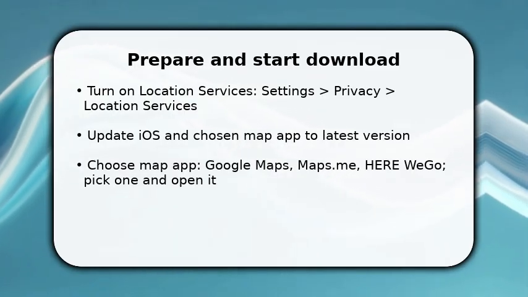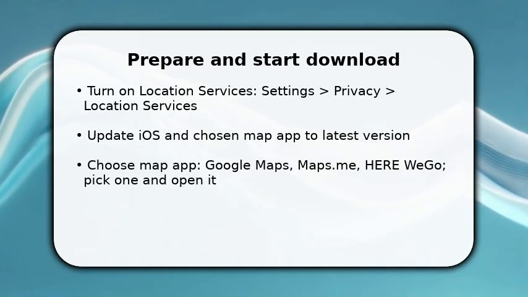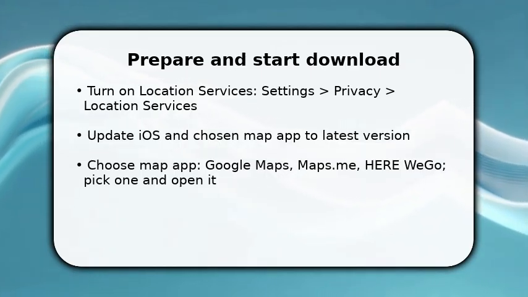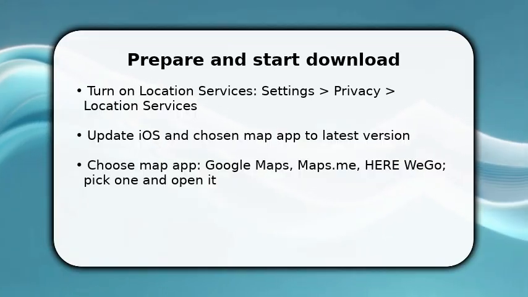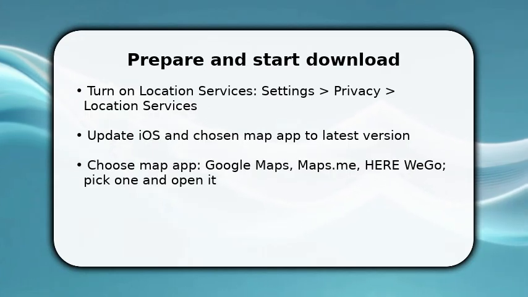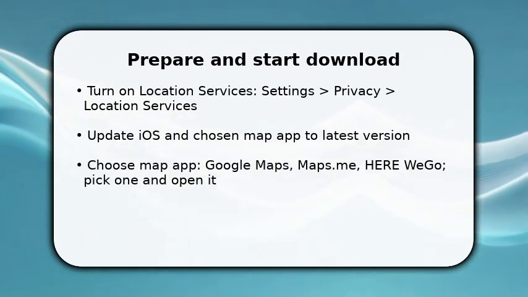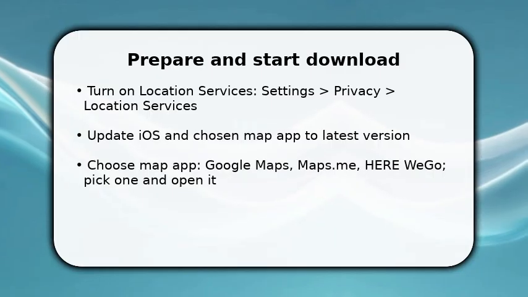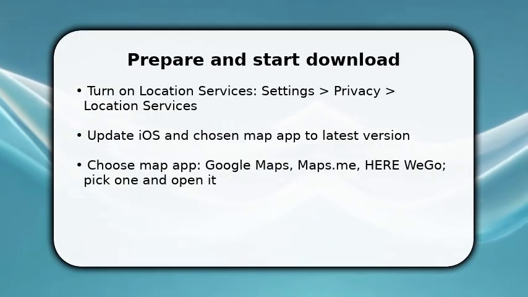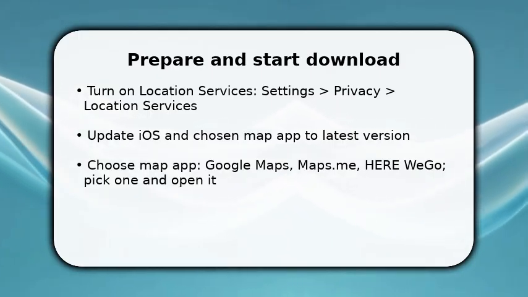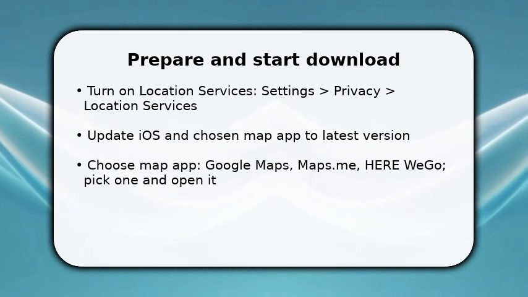Next, open your chosen offline-capable map app and sign in if required. In the app, search the area or zoom to the region you need. Once visible, look for the app's download or offline maps option and tap download. This begins fetching tiles and routing data. Do this over Wi-Fi to save mobile data and ensure a complete download.